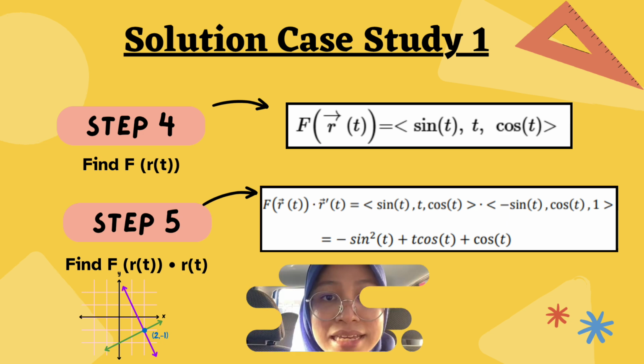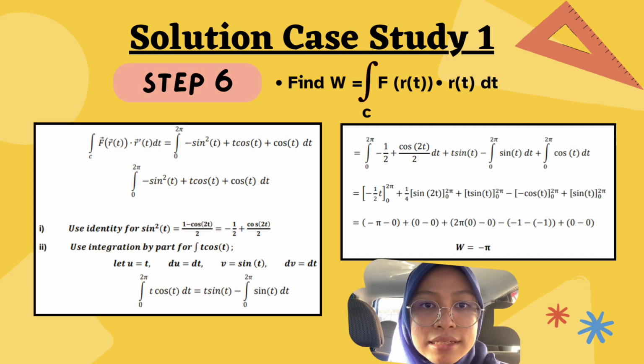Step 5. Compute the dot product of F(r(t)) and r prime t. Then it will be equal to negative sin squared t plus t cos t plus cos t. Set up the line integral to find the work done. Integrate negative sin squared t plus t cos t plus cos t from 0 to 2 pi. To solve this integral, use the identity for sin squared t and integration by parts for t cos t. Next, we evaluate each term of the integration, so the final result is W equals negative pi.